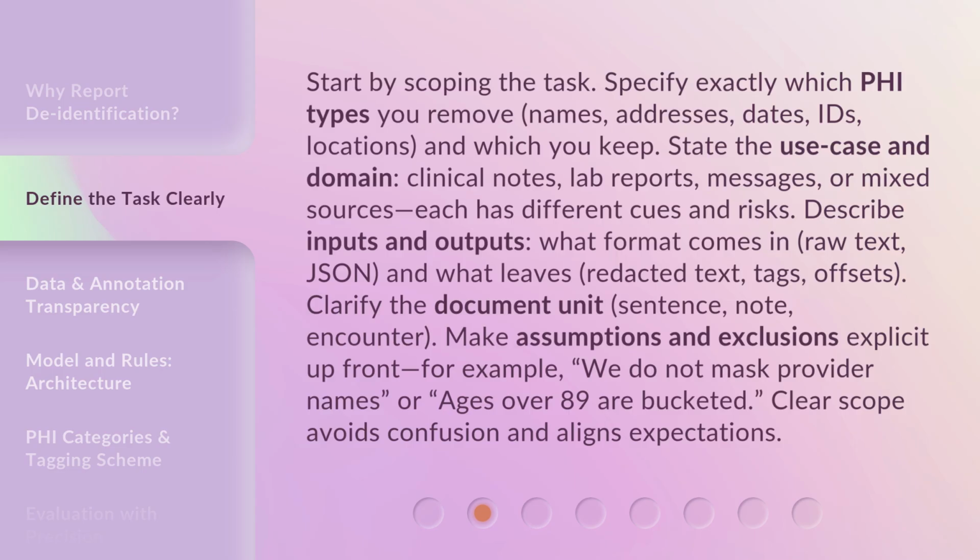Describe inputs and outputs: what format comes in, raw text, JSON, and what leaves. Redacted text, tags, offsets. Clarify the document unit: sentence, note, encounter. Make assumptions and exclusions explicit up front. For example, we do not mask provider names, or ages over 89 are bucketed. Clear scope avoids confusion and aligns expectations.